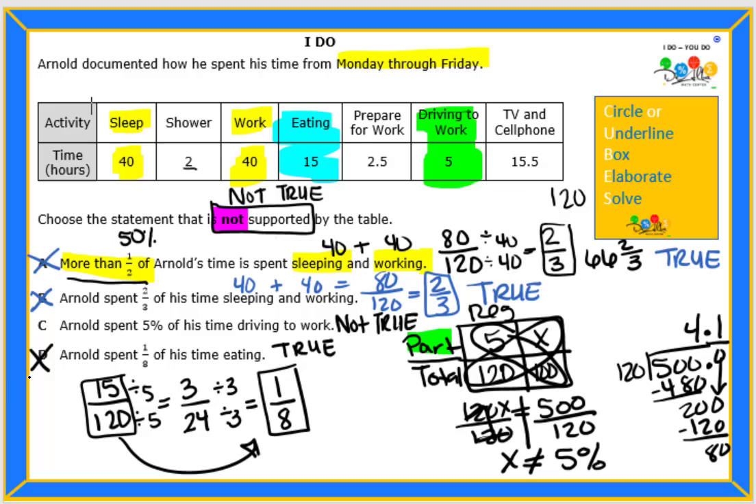So the only answer that was not supported or is not true is C. Arnold spent 5% of his time driving to work. That is not true. Arnold spent less than 5% driving to work.